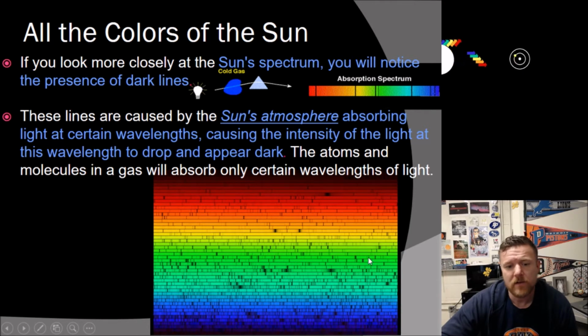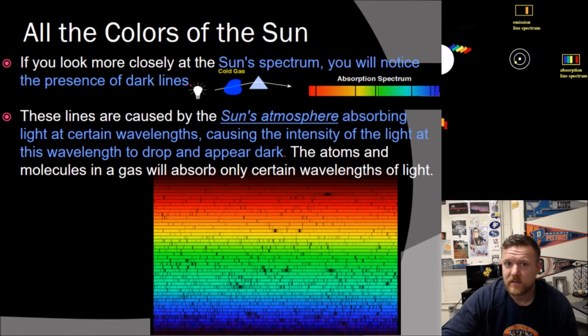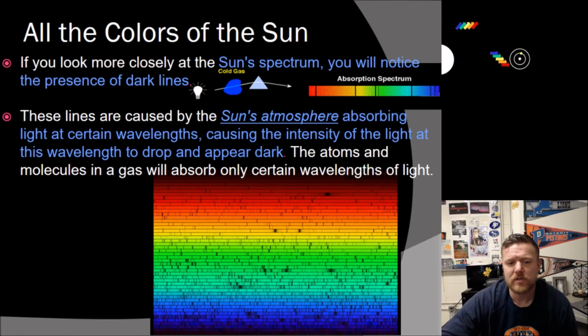And each of these little dark lines is because that light, that wavelength of light, was absorbed by some atom up in the atmosphere of the sun. What does this let us do? We can actually figure out which elements are in the sun based on these dark lines.